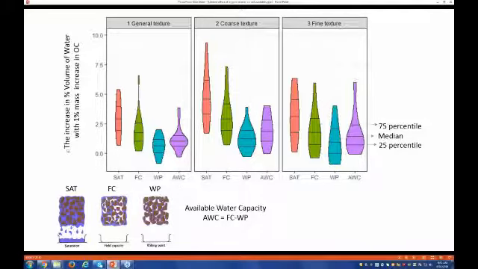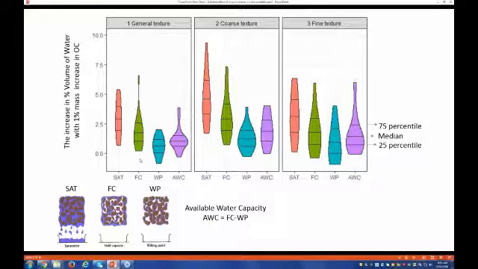The y-axis is that slope, the increase in percent volume of water with every 1% increase in soil organic carbon. So for every 1% increase of soil organic carbon, this is the volume of water we expect it will increase. This is for general texture, all textures. The second panel is for coarse texture, that means sandy soil. And the third panel is for fine texture or clay soils.